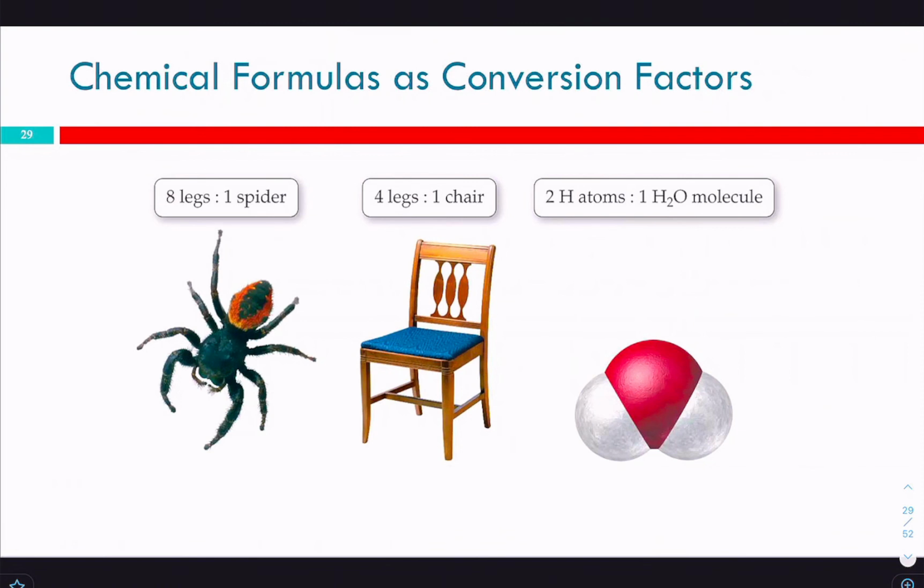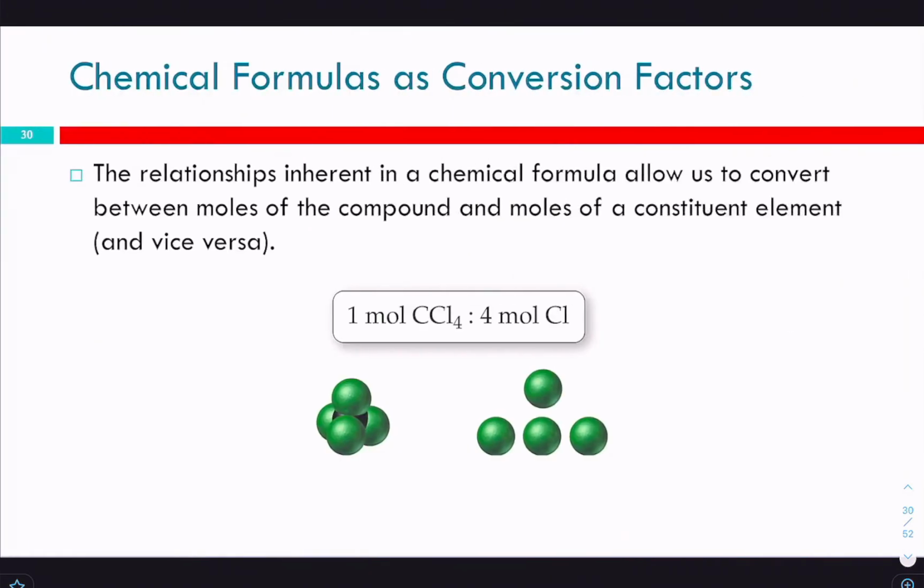So the idea that we can talk about these things in proportions applies to molecules as well. And it can help to have a mental image of the molecule, like water. You look at a car and you can see 4 wheels. You can't really look at a water molecule, but you can have this symbolic representation. So there's 2 hydrogen atoms for the one water molecule. So the relationships inherent in a chemical formula allow us to convert between moles of the compound and moles of a constituent element. So now we're starting to get back towards how many potato chips can we eat?